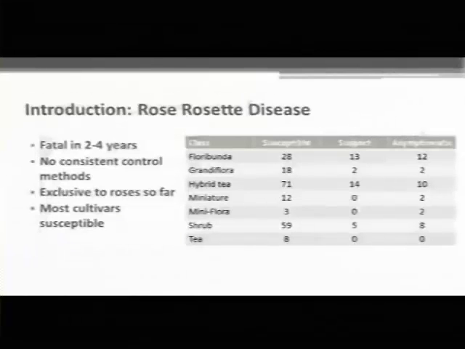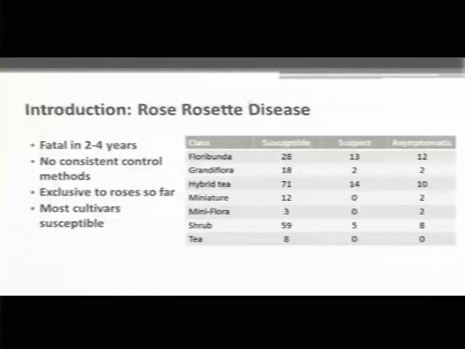And so it's a huge problem because there are no consistent control methods. People have recommended pruning out the witch's broom or spraying for the mite, but really the only control method we can absolutely recommend is digging up the entire diseased rose, bagging it, and throwing it away. That's really the only thing that consistently works. However, on the plus side, it is exclusive to roses so far. There have been attempts to inoculate other members of the rose family with the virus, and it hasn't worked yet. However, most cultivars are susceptible to the disease, maybe even all cultivars.